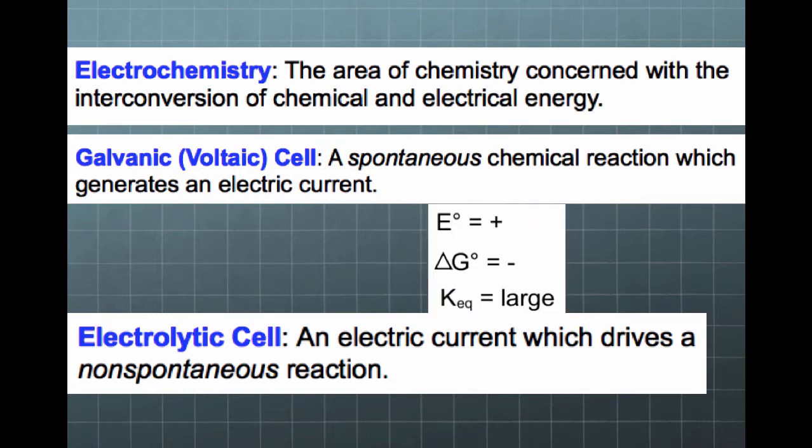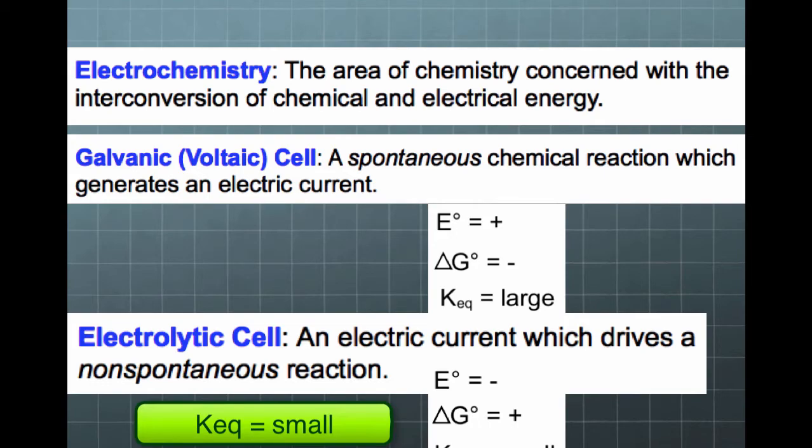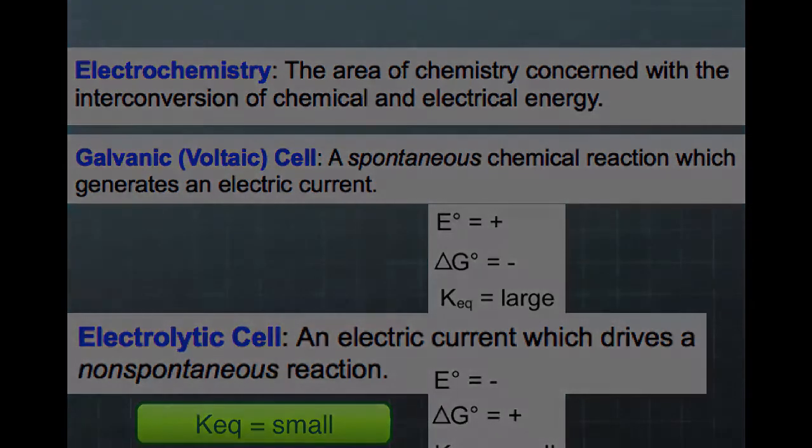A galvanic cell, being spontaneous, has an E0 or a voltage that's positive. It has a delta G that's negative and a very large Keq. The reaction is driven to the right. Whereas an electrolytic cell is an uphill reaction. It has a negative voltage. It's non-spontaneous. Its delta G is positive and its Keq is very small.